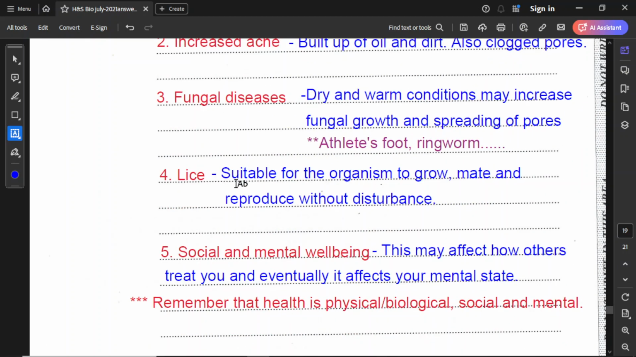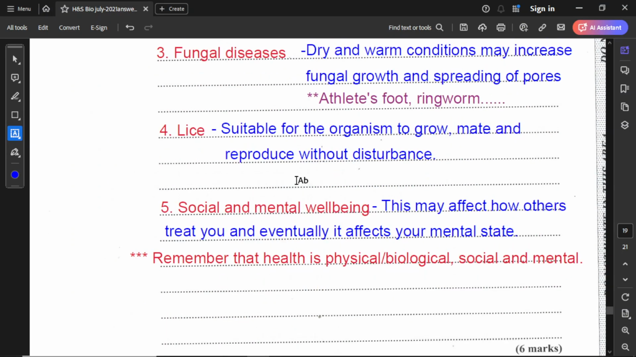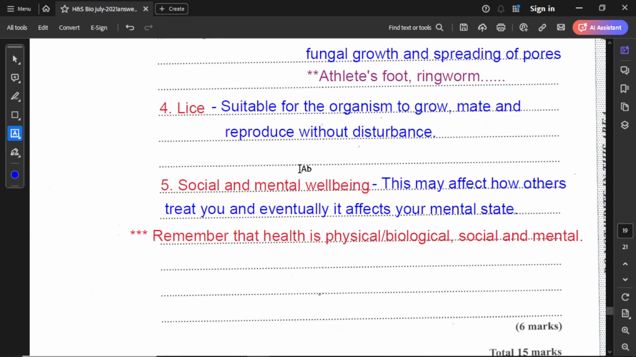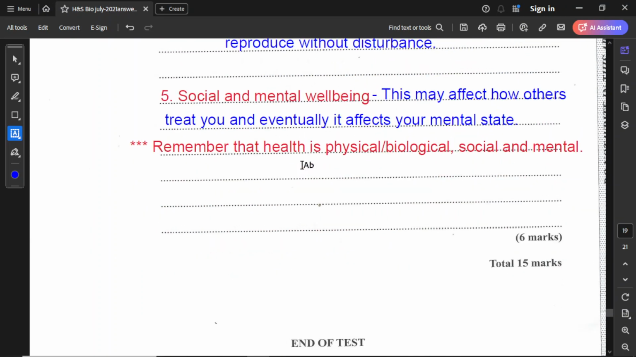Lice. Lice is generally in your hair. And so based on him not bathing and changing his clothes, this may be suitable for the organism to grow, mate, and reproduce without any form of disturbance, because they're just there, chilling, relaxing, and reproducing. When they're not bathing with soap and all those things to wash away the lice or the eggs or whatever it is, then yeah, definitely he may be filled with lice.